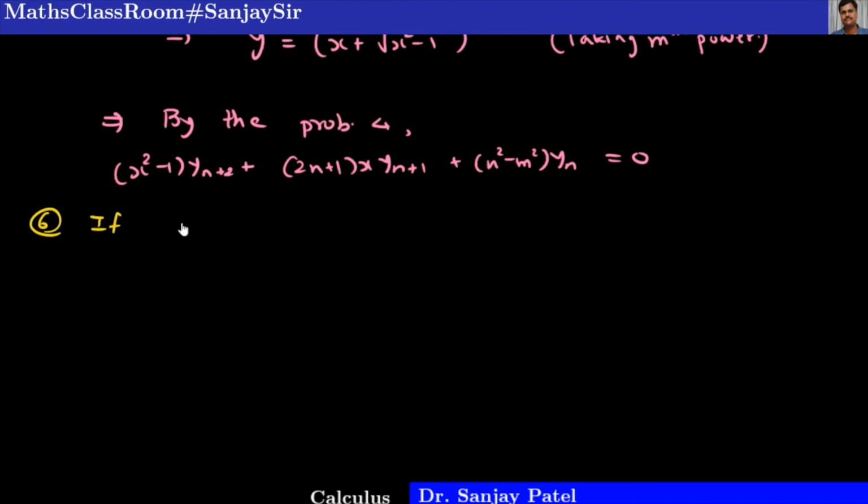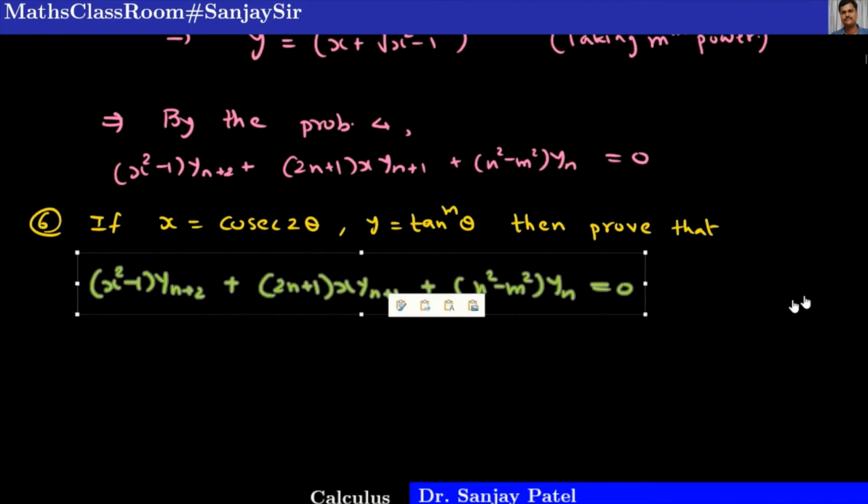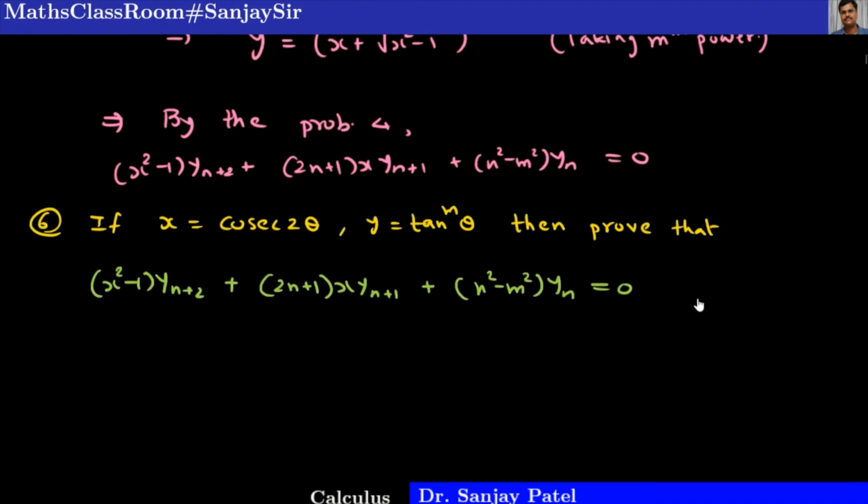If x is equal to cosec 2 theta, and y is equal to 10 raised to m theta, then prove that, the same thing as in the previous problem, x square minus 1 into yn plus 2 plus 2n plus 1 into x.